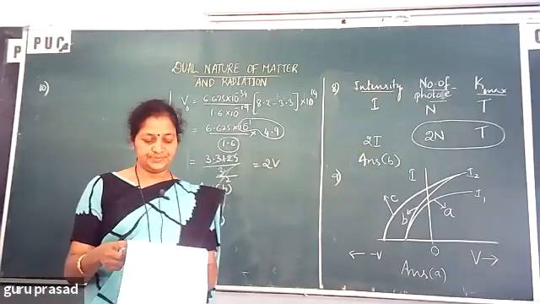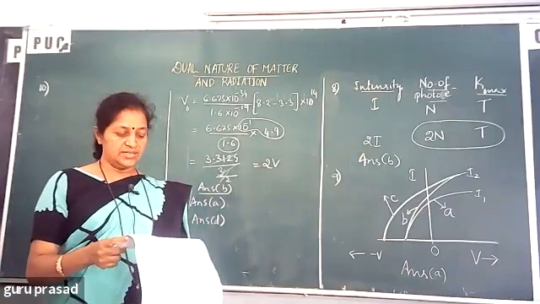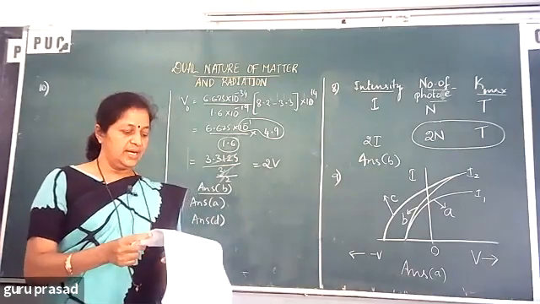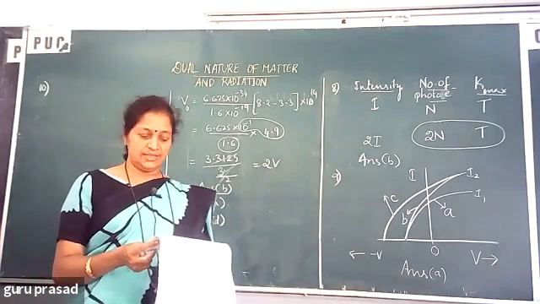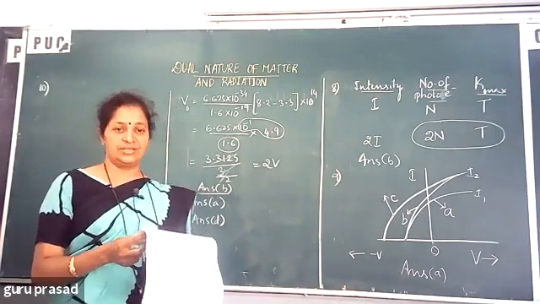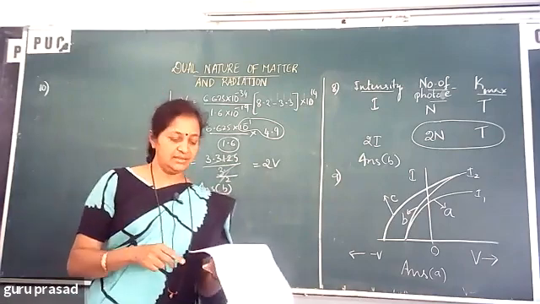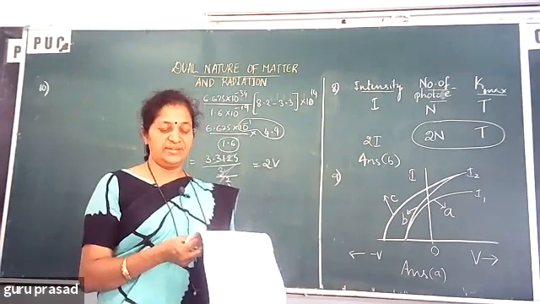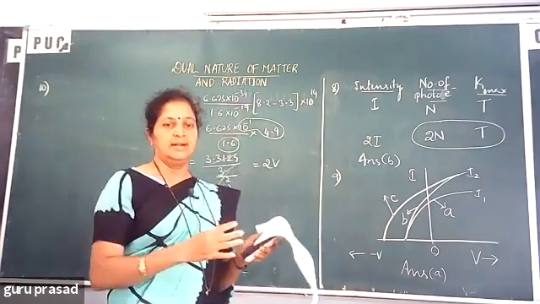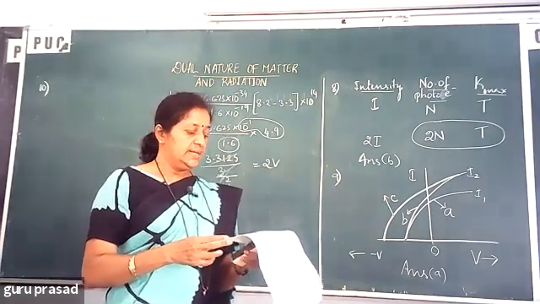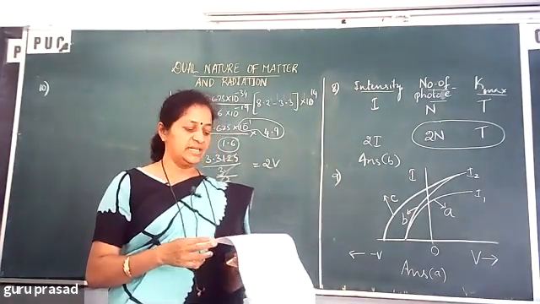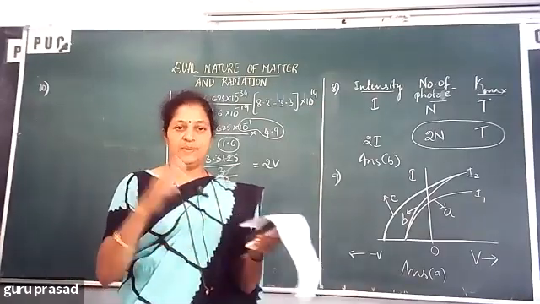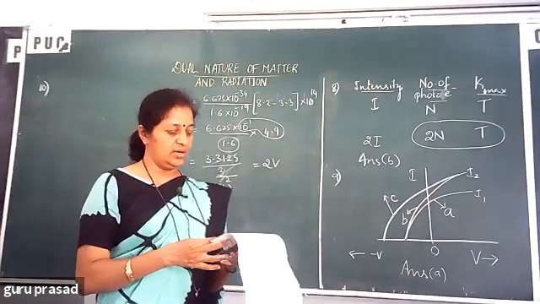Next, 10th one. A 5-watt source emits monochromatic light of wavelength 5000 angstrom, a single wavelength. When placed at a distance of 0.5 meter away from the photocell, it liberates photoelectrons from the photosensitive metal surface. At that distance it will emit photoelectrons.